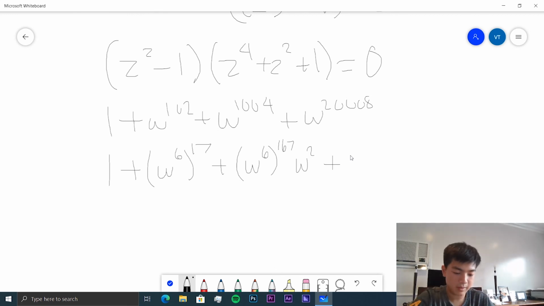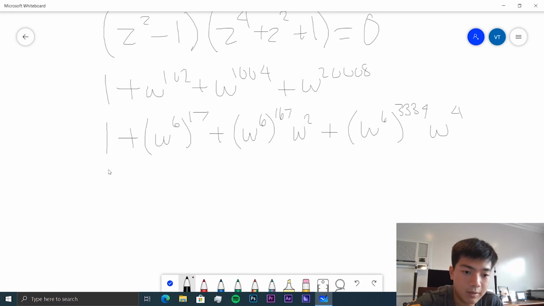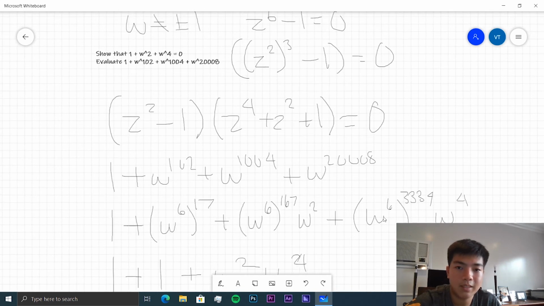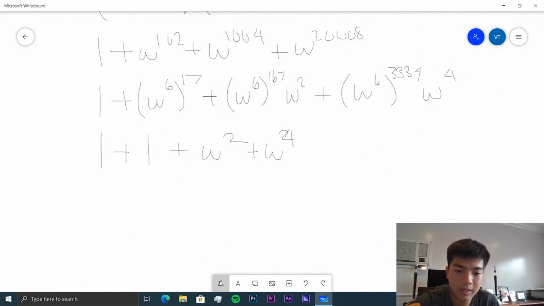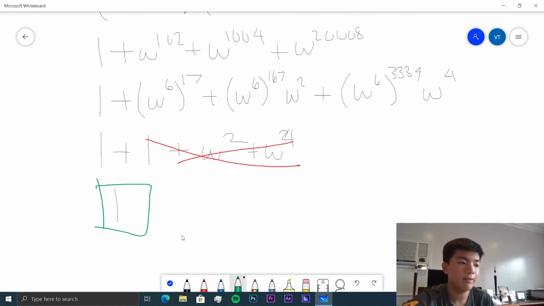Actually 20,004 divided by 6. So this is omega to the 6 times 3334 times omega to the 4. And so the trick is, this is equal to 1, this is equal to 1, and this is equal to 1, right? So we just have 1 plus 1 plus omega squared plus omega to the 4. And so we know that 1 plus omega squared plus omega to the 4 is equal to 0 because of this. So the answer is just 1. This evaluates to 1. So yeah, that was pretty interesting.